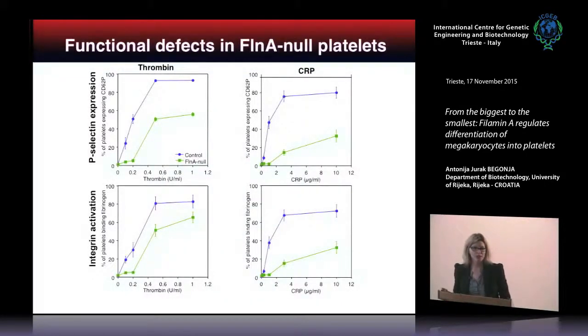So next, what we looked at is the activation of platelets, how they work if we stimulate them with the classical agonists of platelet signaling pathways, so with thrombin or collagen mimetic.